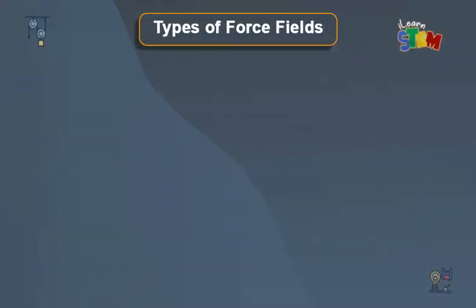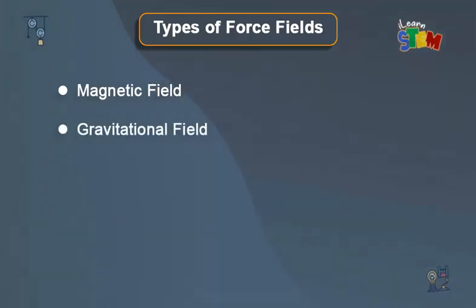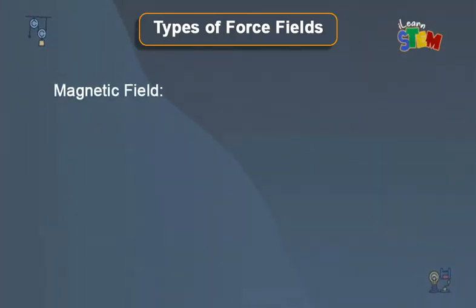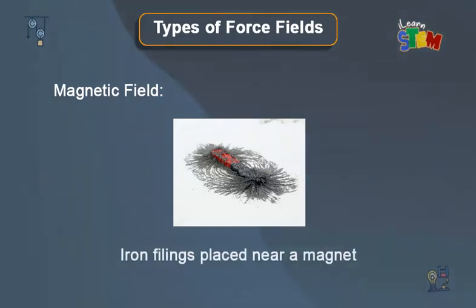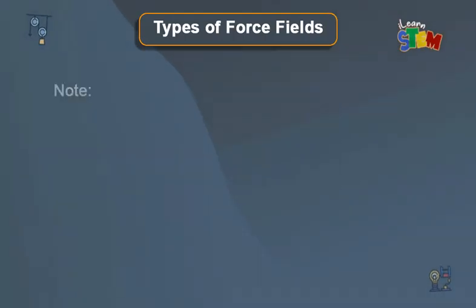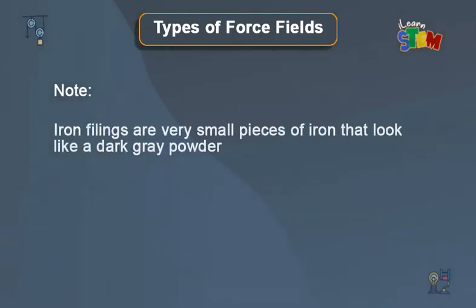There are three common types of force fields, which are magnetic field, gravitational field, and electric field. Magnetic field. A magnetic field is produced by magnets or electric currents. Iron filings are commonly placed near a magnet to form curved lines, thereby showing the field's shape. Note: iron filings are very small pieces of iron that look like a dark gray powder.